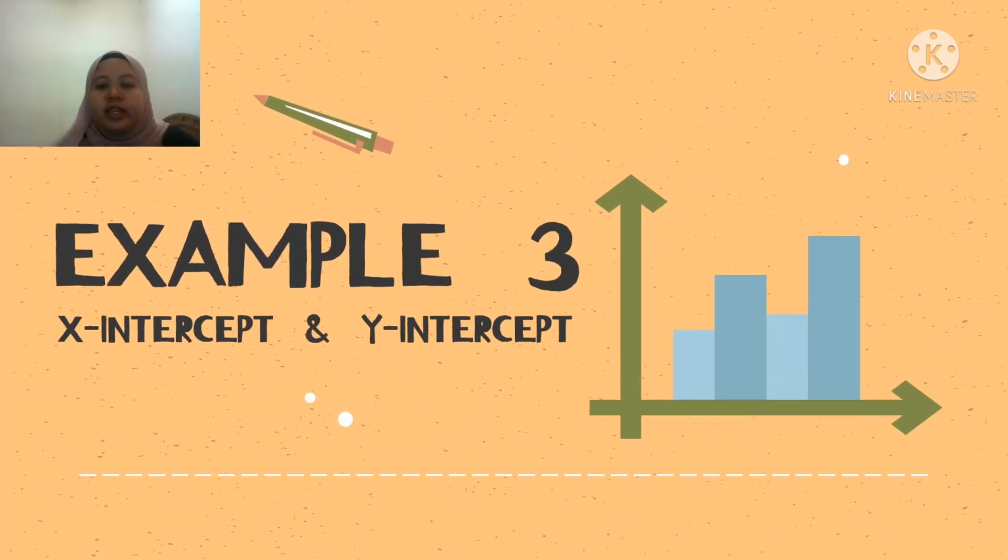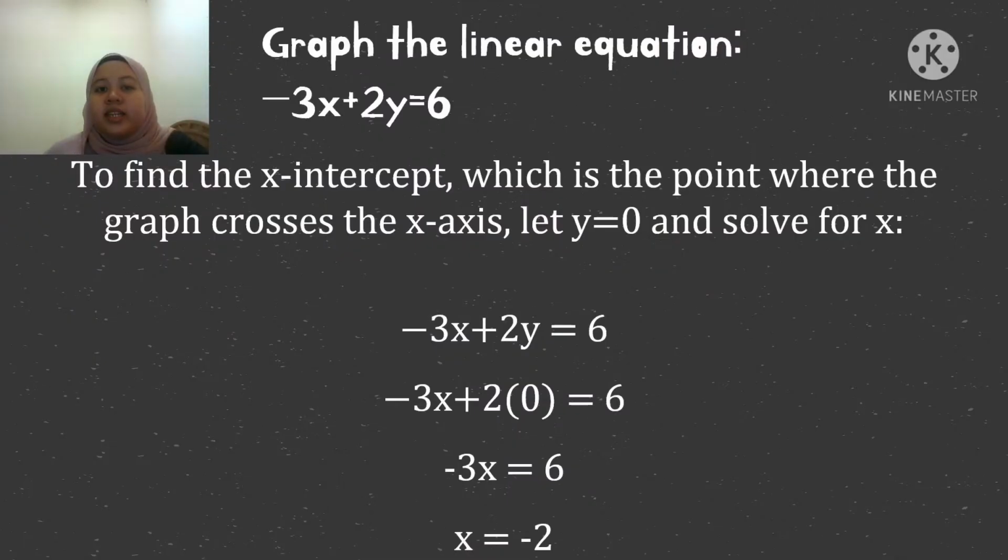Example 3. Using x-intercept and y-intercept. The question is: graph the linear equation negative 3x plus 2y equals 6. Firstly, we need to find the x-intercept. To find the x-intercept, which is the point where the graph crosses the x-axis, we let y equal 0 and solve for x. When we substitute y equals 0, we get the value of x is negative 2.